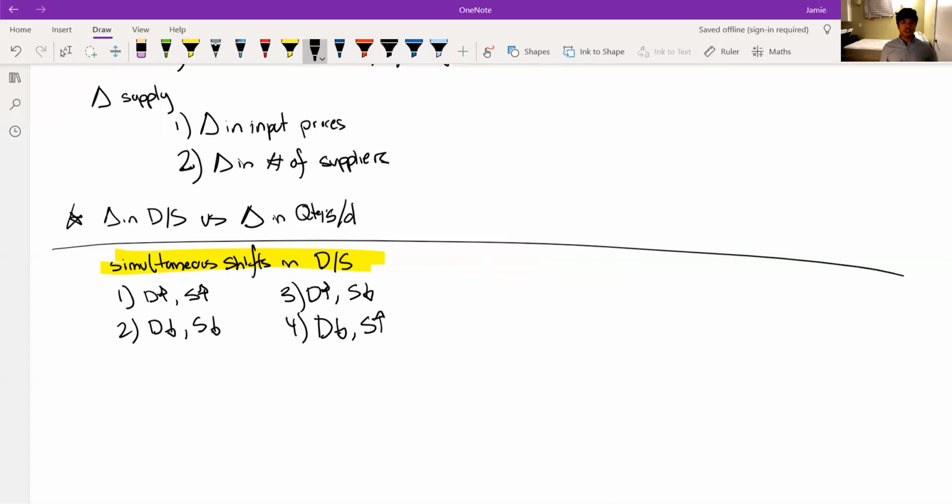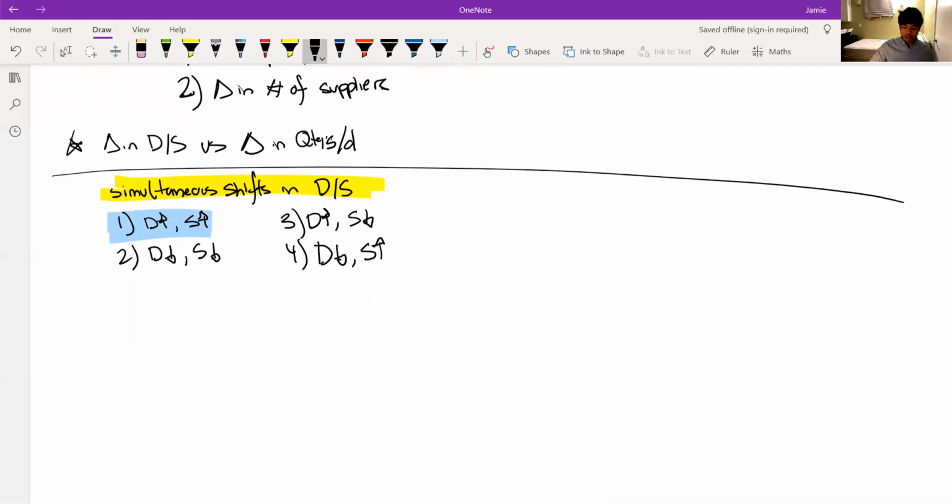Each of these situations will yield an ambiguous result, meaning it's impossible at this level to quantify the exact effects on quantity and prices in that market. So what I mean by that is, let's say we take an example of a simultaneous demand and supply shift to the right, or an increase.